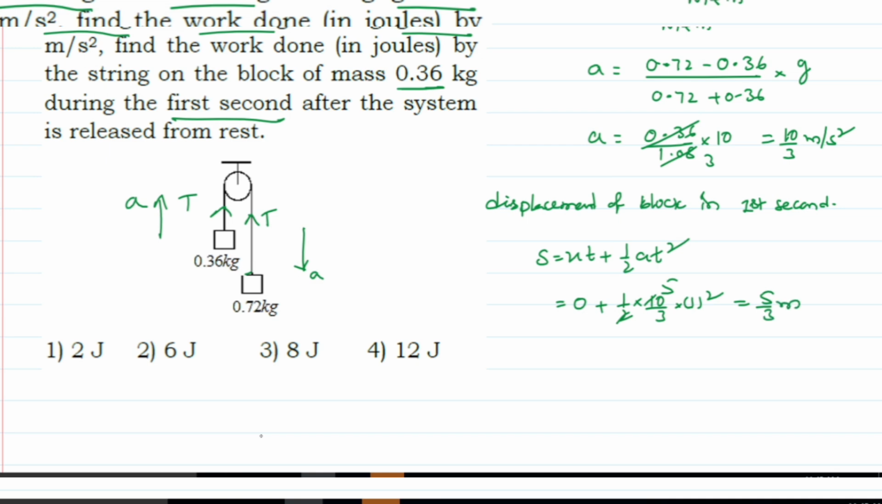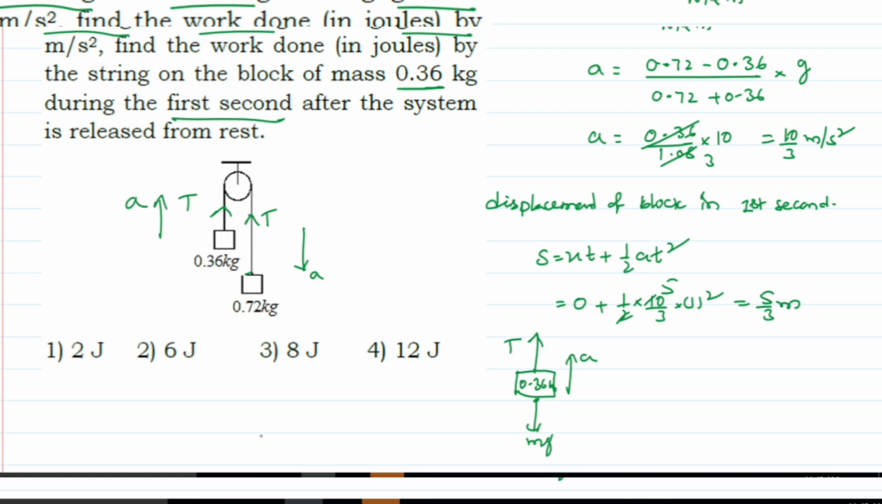Now, on the first body, we can take the free body diagram. This is the 0.36 kg mass. The tensional force is acting upwards, and the weight is acting downwards, and the body is accelerating in the upward direction.